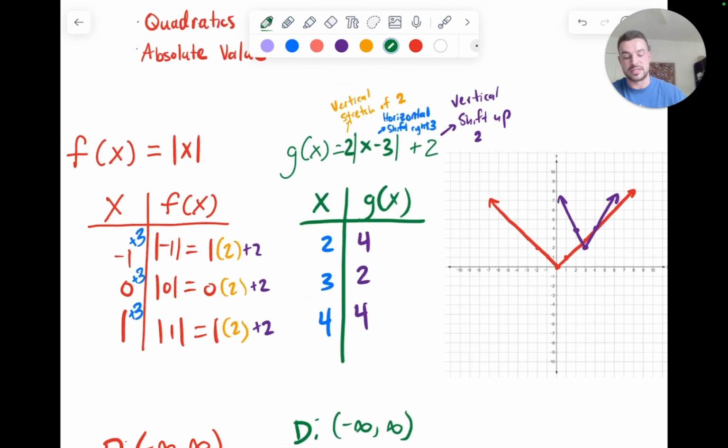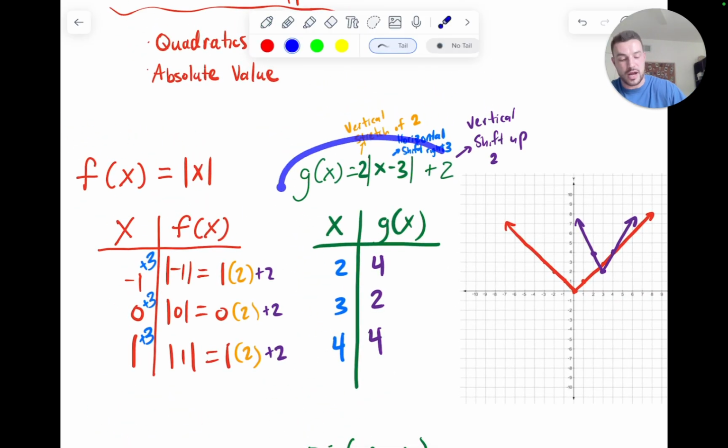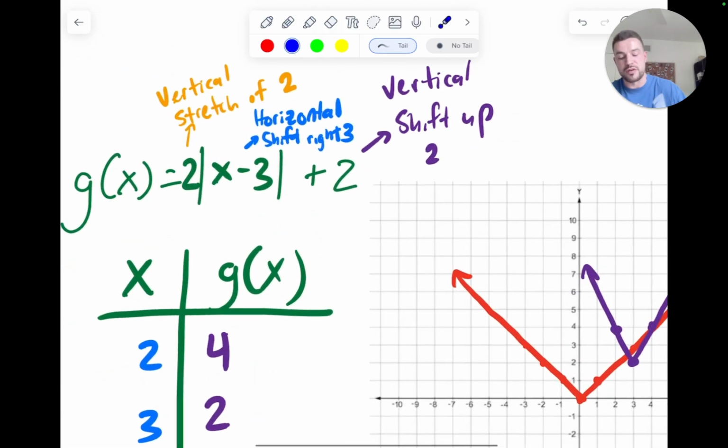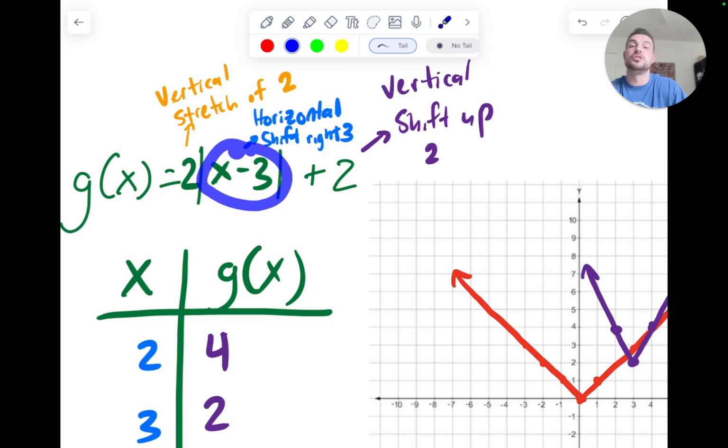So this is an application of what we've been learning in our previous activities. It looks a little bit different because we can actually figure out what our parent function is going to be, but the application process is still the same. Everything that is directly attached to our input is going to be horizontal. Everything else is going to be vertical. Addition and subtraction are shifts, multiplication is going to be stretches, and negatives are reflections.